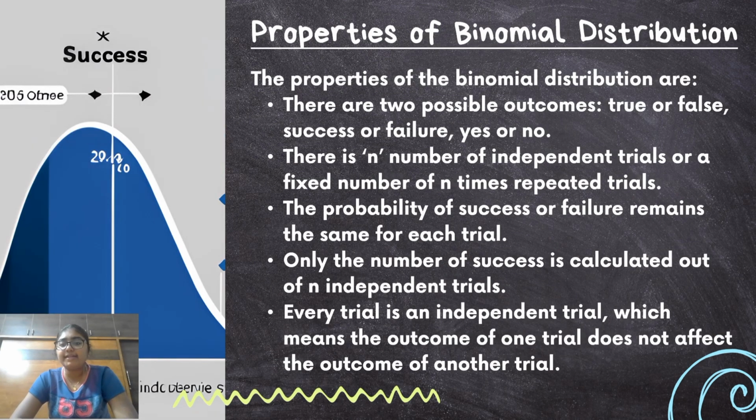Properties of binomial distribution. The properties of the binomial distribution are: there are two possible outcomes, true or false, success or failure, yes or no. There is n number of independent trials, or a fixed number of n times repeated trials. The probability of success or failure remains the same for each trial. Only the number of successes is calculated out of n independent trials. Every trial is an independent trial, which means that the outcome of one trial does not affect the outcome of another trial.